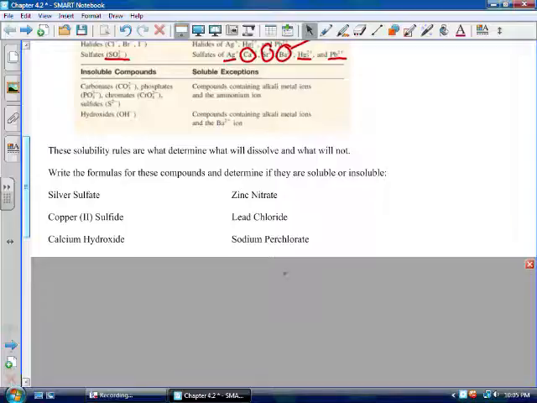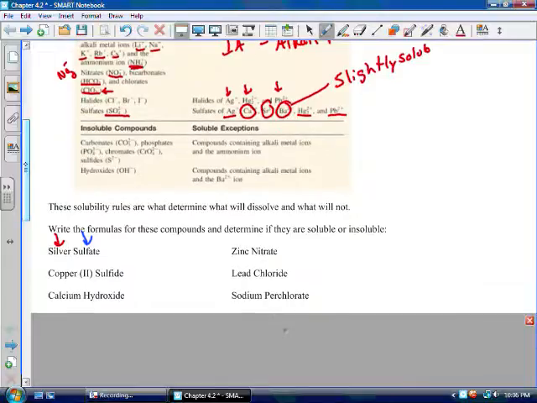Silver sulfate, check 1. I look at the first part. Silver, is it Group 1A or ammonium? The answer is no. All right, so I go to check 2. Is the second part chlorate, nitrate, or bicarbonate? And I just realized I'm missing up here in this list acetate as well, C2H3O2 minus. Add that into your list as well. If it's none of those, then move on to number 3.